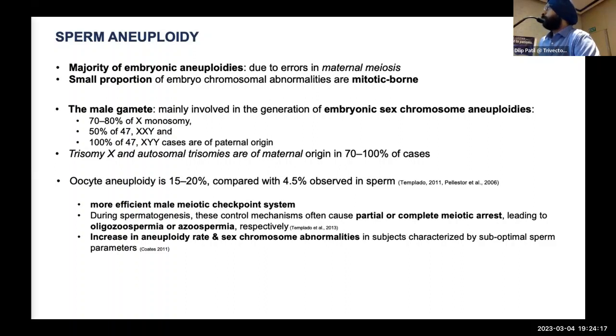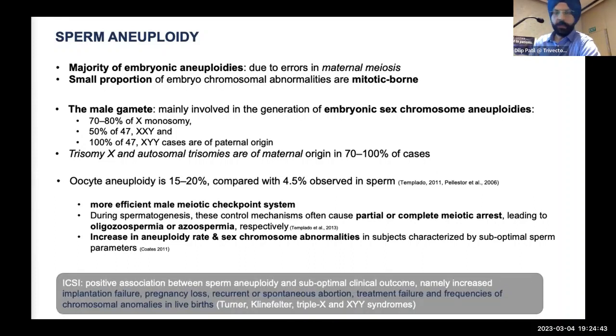Oocyte aneuploidy contributes around 15 to 20%, whereas sperm contributes 4.5%. This is due to a more efficient male meiotic checkpoint system. During spermatogenesis, the control mechanisms often cause partial or complete meiotic arrest, which leads to oligospermia or azoospermia. And there is an increase in aneuploidy rate and sex chromosome anomalies in subjects characterized by suboptimal sperm parameters. This is the reason which contributes to a higher implantation failure, pregnancy loss, recurrent spontaneous abortion, and treatment failure in ICSI cases compared to IVF cases.